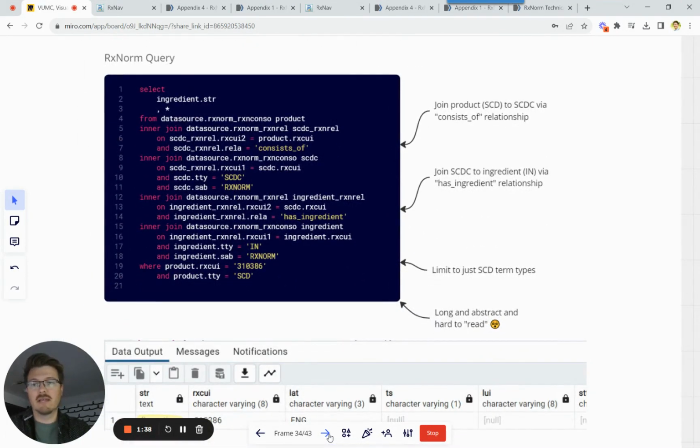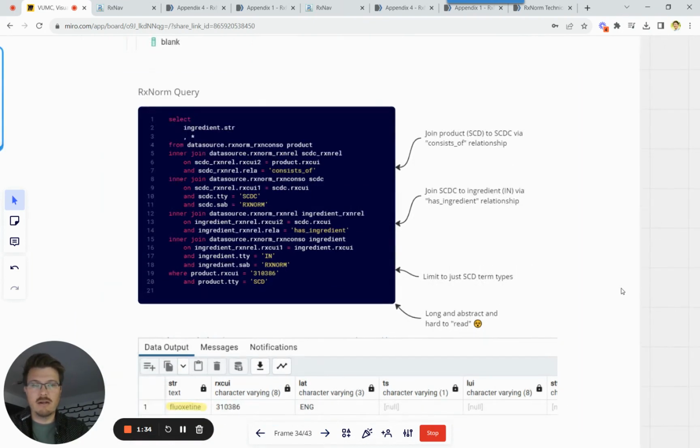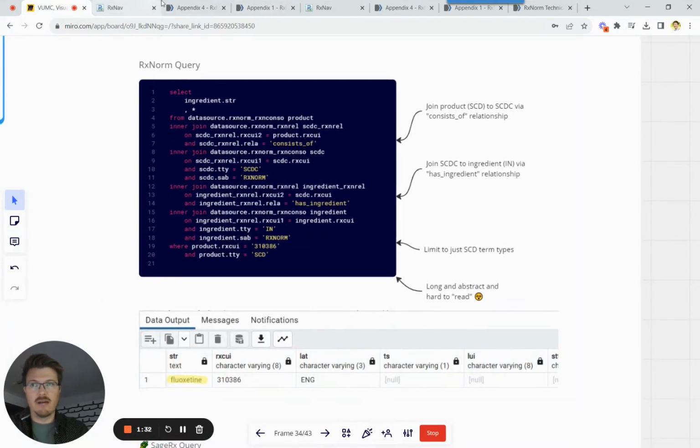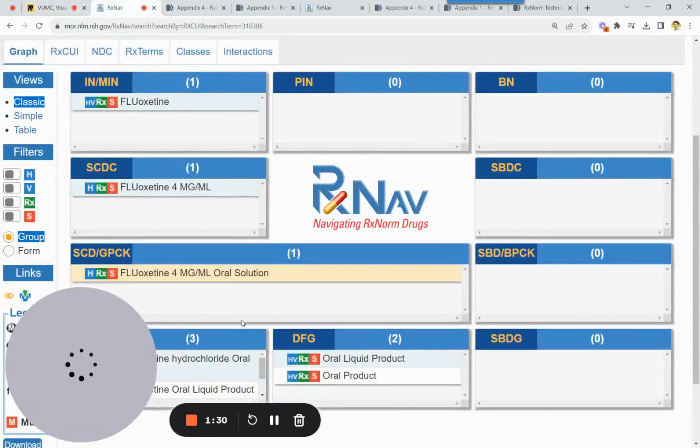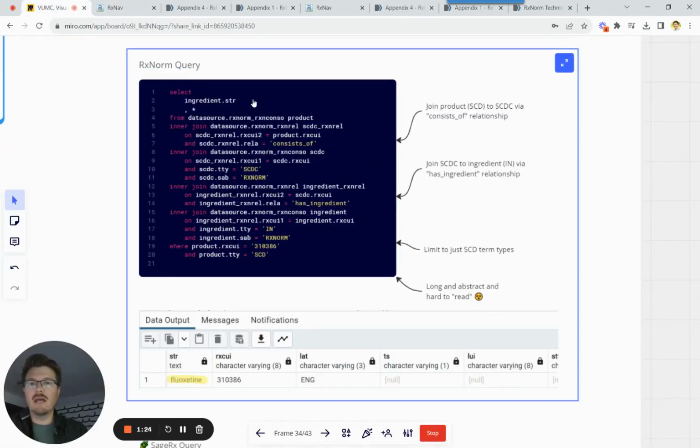this is an example of what a query looks like in RxNorm to get from a product like fluoxetine, the fluoxetine solution that we looked at in RxNav here, to the ingredient that product contains. And so I mentioned that relationship walking concept, walking from one term type to another. And then we mentioned term types themselves.